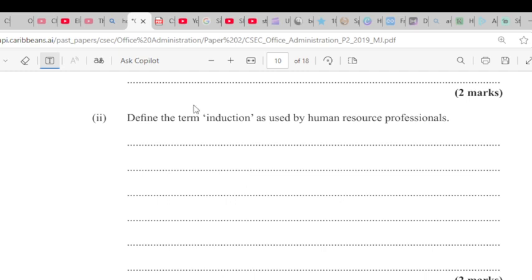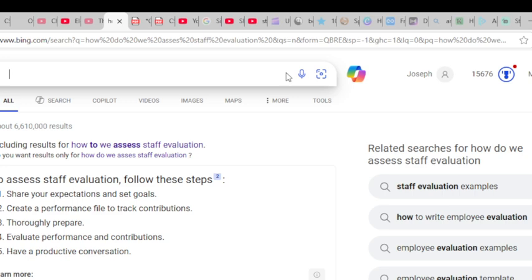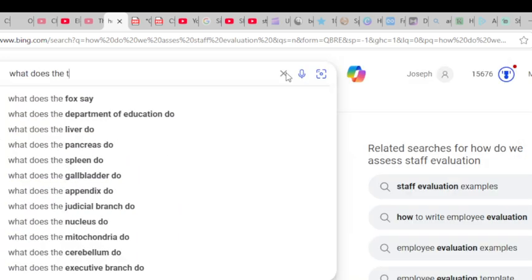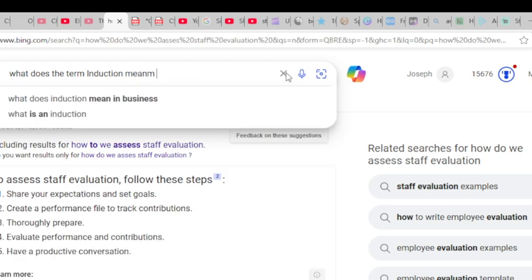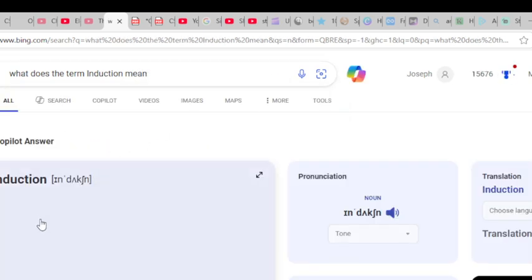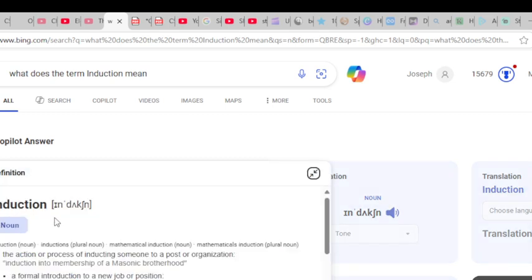So define the term induction as used by human resource professionals. Let's look at that. What does the term induction mean? It says induction is the action or process of inducting someone to a post or organization. Induction into membership, a formal introduction to a new job or position.